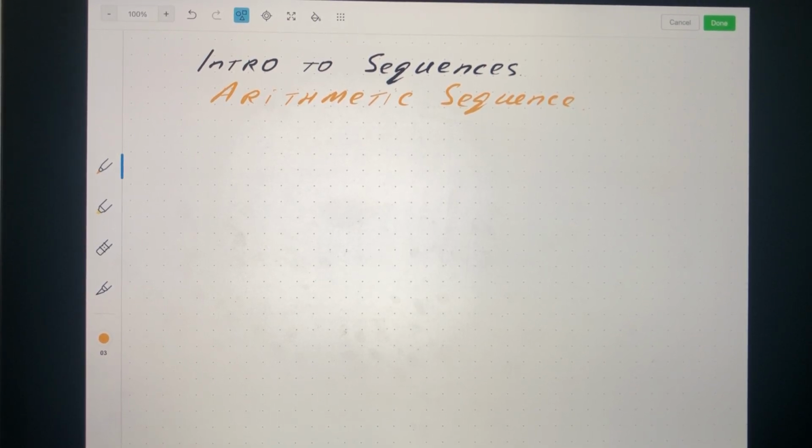Hi, this video is Introduction to Sequences. The first type of sequence we will look at is arithmetic sequence. The other type we will look at later in a different video is geometric.